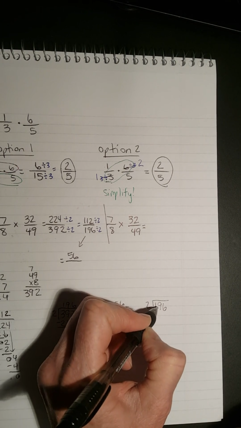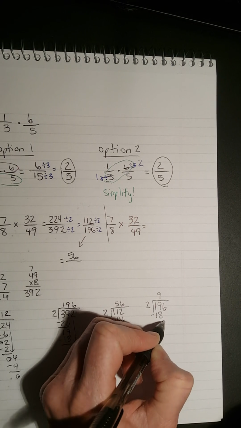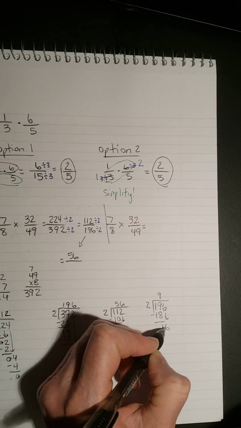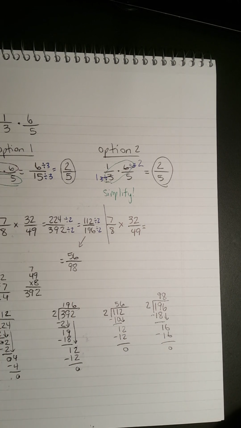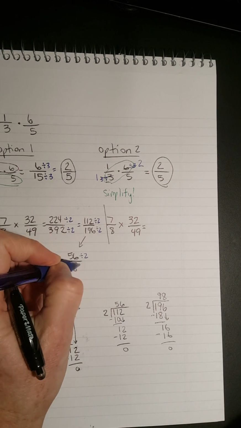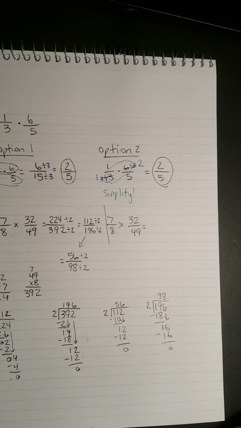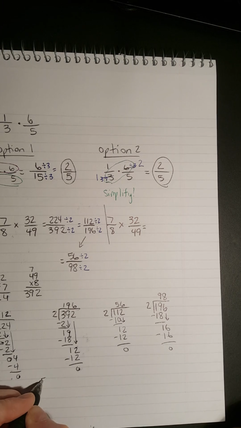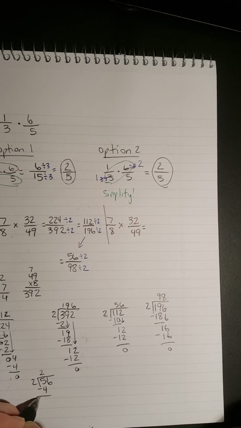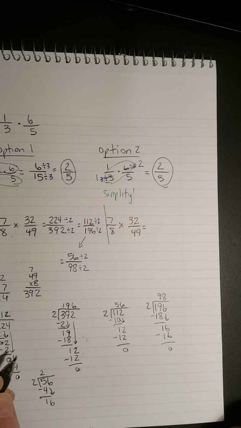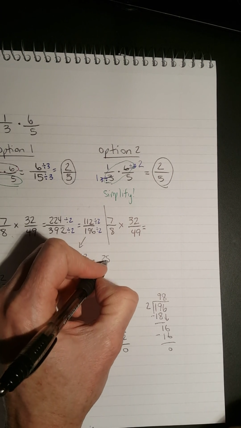2 goes into 19 9 times, which is 18. Bring down my 6. 2 goes into 16 8 times. So this is going to be 98. Okay, once again, you see that those are both even numbers, so I can divide again by 2. So let's do that. Go here, 56. Oh, you can't see that one's off the board. 56 divided by 2 goes in twice, which is 4. Bring down my 6. 2 goes into 16 8 times. So this is going to be 28.